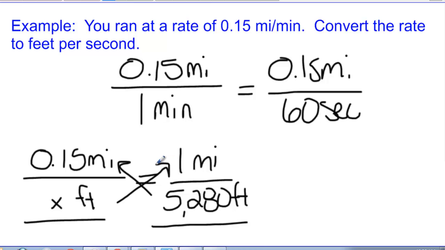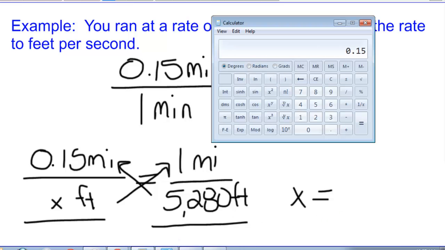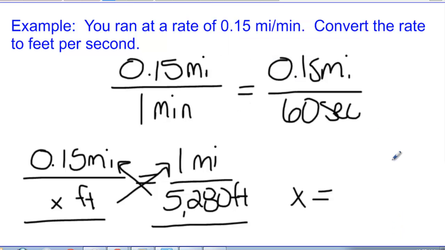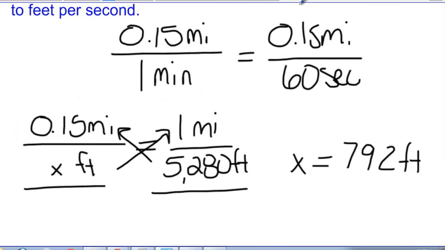And now I am going to just cross multiply and then solve the equation that I get when I cross multiply. So if I multiply across the x and the 1, I'm just going to have 1x. I'm just going to write that as x equals, and then I am going to multiply 0.15 times 5,280. And that's 792. So x is equal to 792 feet.